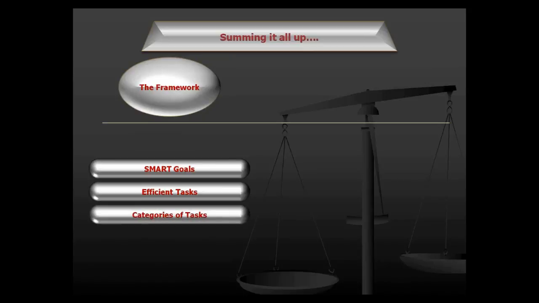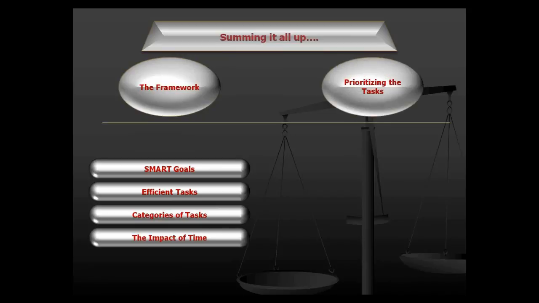Then we need to categorize the tasks. Some tasks will be dependent on the output of other tasks. Some tasks will be independent. They can be achieved regardless of the fate of other tasks. And some tasks are interdependent, where task A and task B each depend on the output of each other. That's the categorization of tasks. And finally, we went through the impact of time. Because we're living in a world of time, that restrains the amount that can be done. Because of that impact of time, we need to prioritize.